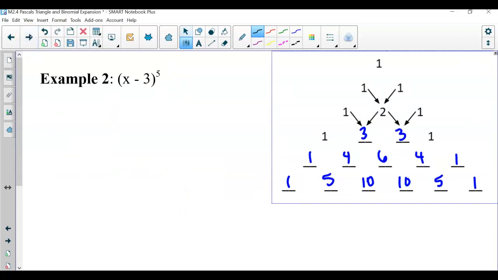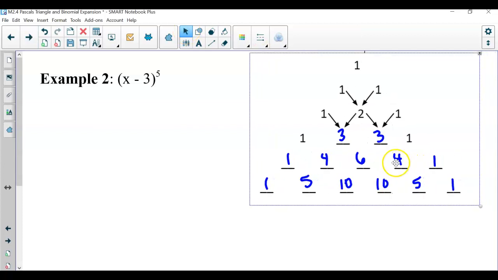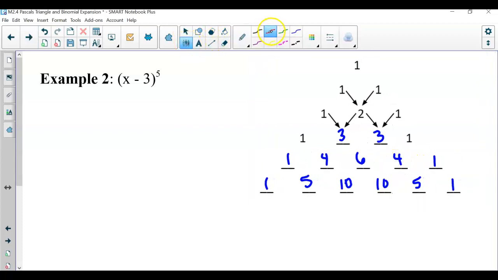So same thing now with example 2. We're going to list them out. So let me identify here. So 0, then 1, 2, 3, 4, and 5. So which row are we going to use? The fifth row. So this is 1, 5, 10, 10, 5, and 1.